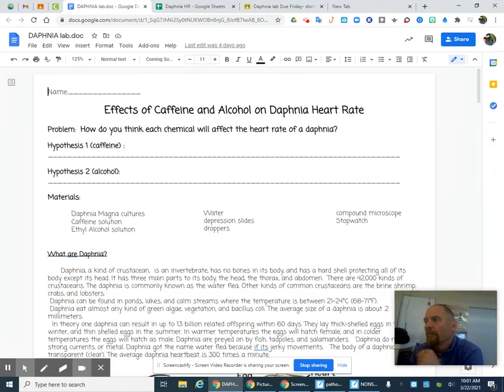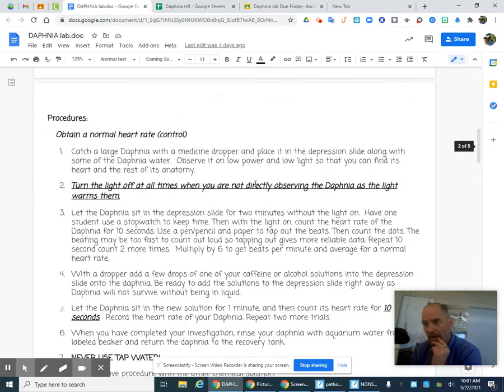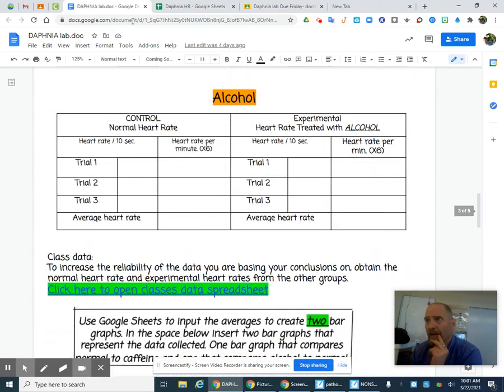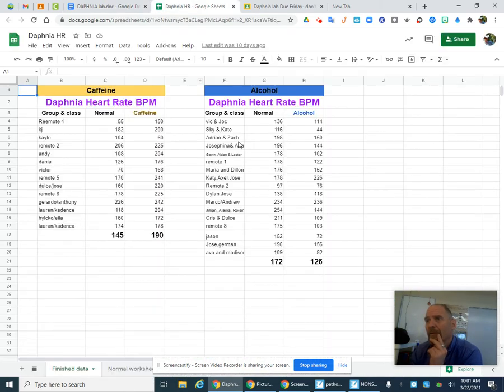All right, guys. So just going over the Daphnia Lab, you should have your two hypotheses. If a Daphnia is given caffeine, then its heart rate will increase, decrease, or remain the same. If a Daphnia is given alcohol, its heart rate will increase, decrease, or remain the same. Then going down, we took the data and put it into the data table.